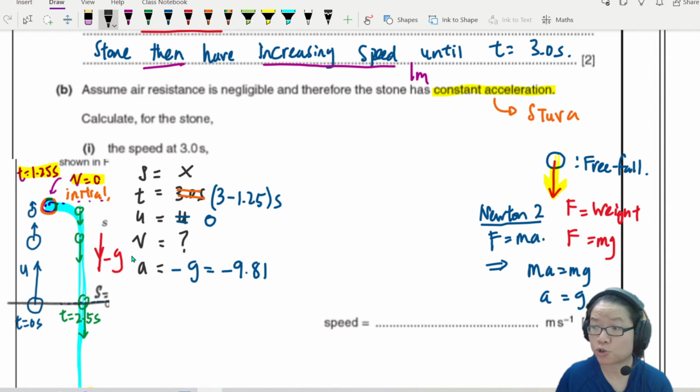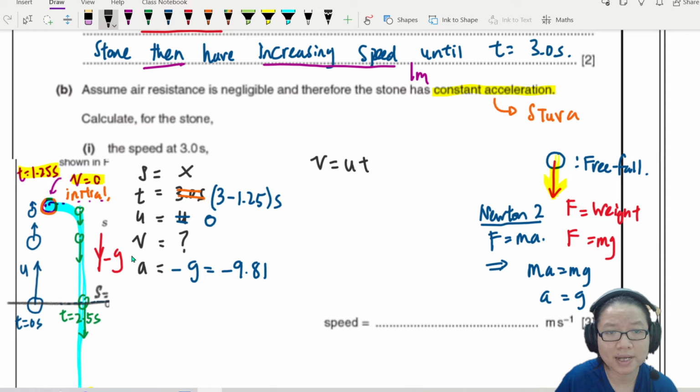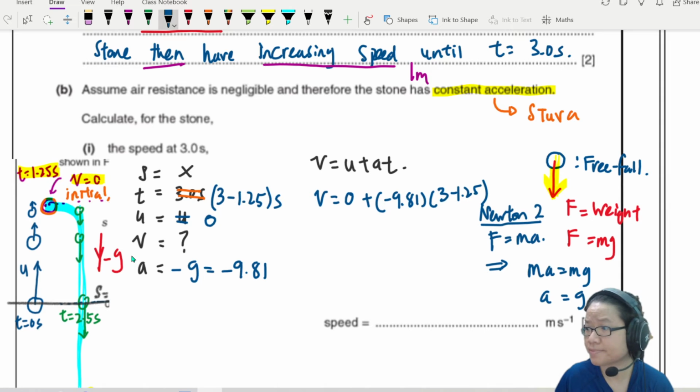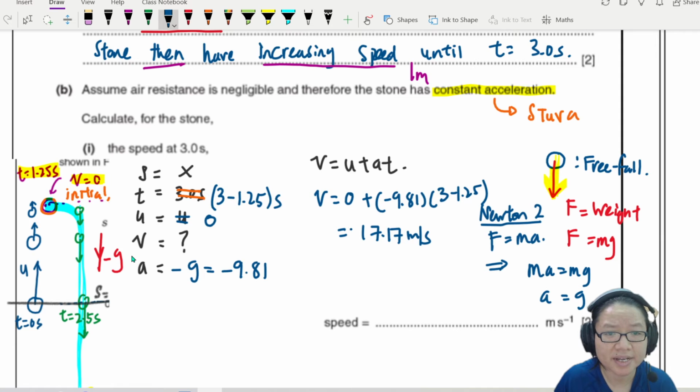All right, so choose the equation with no S. v is u plus at. So my v, we want to find. u is 0. a is negative 9.81. And t is 3 minus 1.25. Okay, and this one will give you 17.17 meter per second with a negative sign.